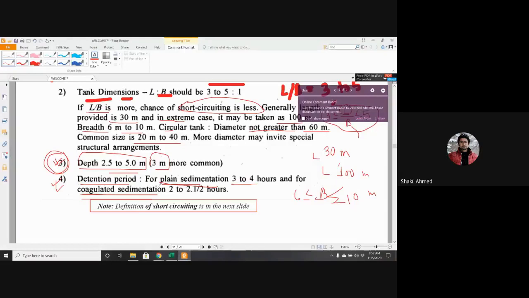So in case of plain sedimentation, since you do not have any aid to help the sedimentation, you need more time, 3 to 4 hours detention time. But in coagulated sedimentation, since you have added some chemicals or other agents to help the sedimentation, your required time is now reduced to 2.5 hours. That's what they meant here. Clear? Yes, sir.